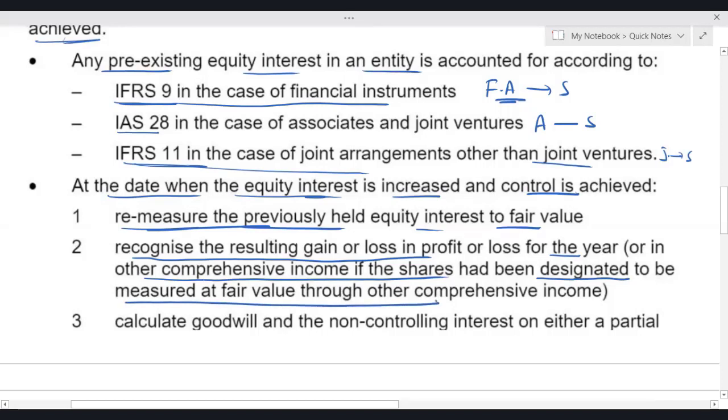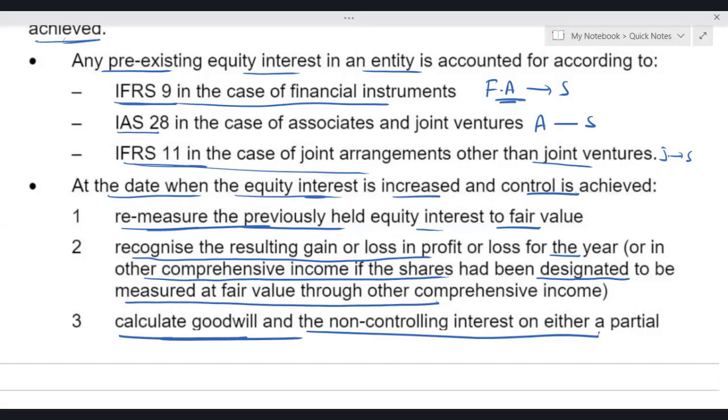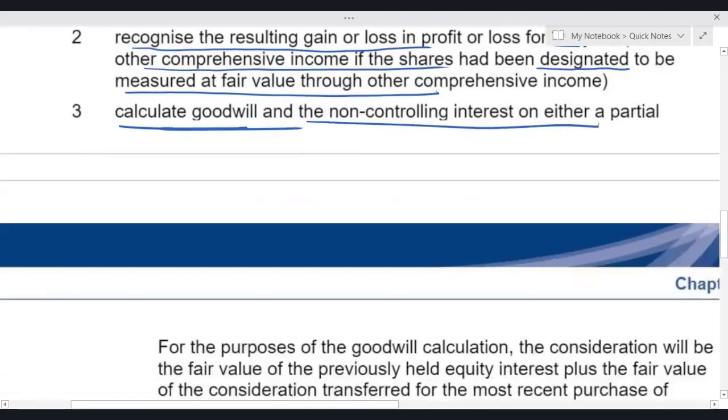There's a possibility that your financial asset, a normal trade investment, becomes your subsidiary. And previously you have kept that trade investment in the OCI category. In that case, when you remeasure the fair value of your previous holding, whatever the fair value change comes, that goes to OCI. Otherwise, P&L. Calculate goodwill and non-controlling interest on either a partial goodwill method or full goodwill. Very important point is goodwill will only be calculated when you have achieved the control.